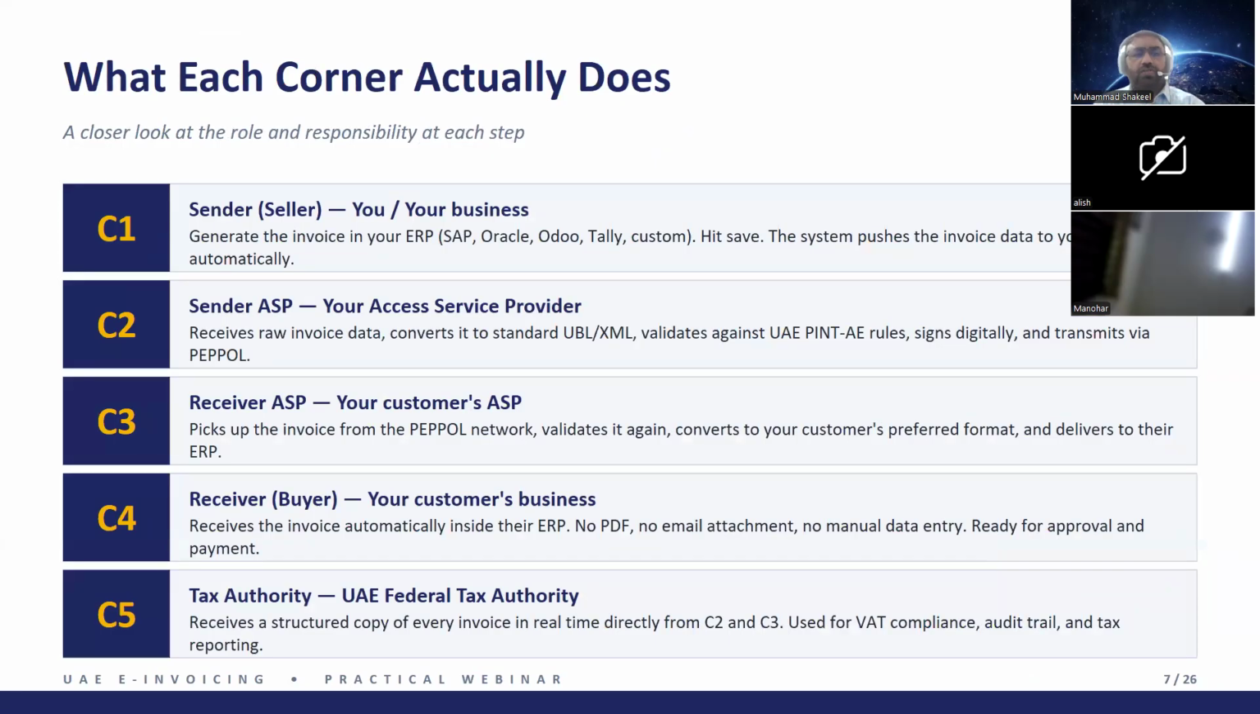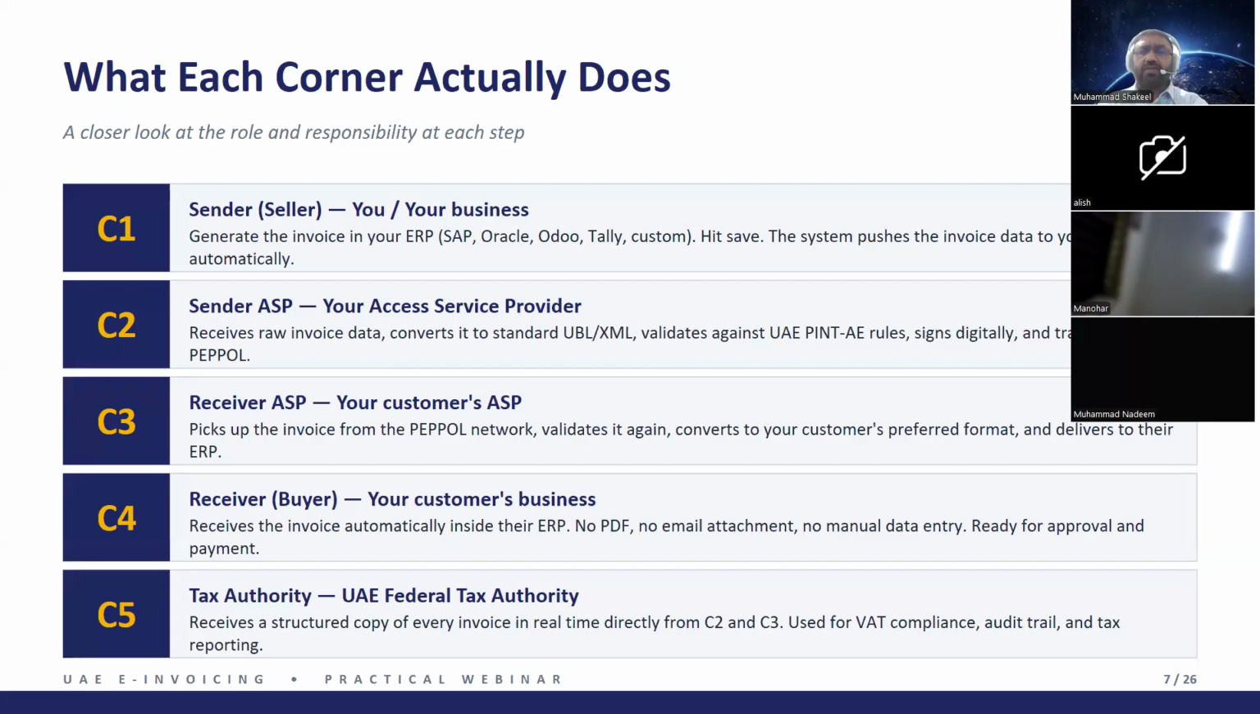Now, in detail, you see that there are C1, C2, C3, C4, C5. So the same thing: first you are the seller, then the seller ASP, after the seller ASP the buyer ASP is there, after that the buyer is there, and finally the FTA. So the FTA is directly linked with the seller ASP. The seller ASP will make a copy of the invoice, and the copy will go directly to the FTA. I have prepared 3 or 4 slides to explain the concept of PEPPOL.